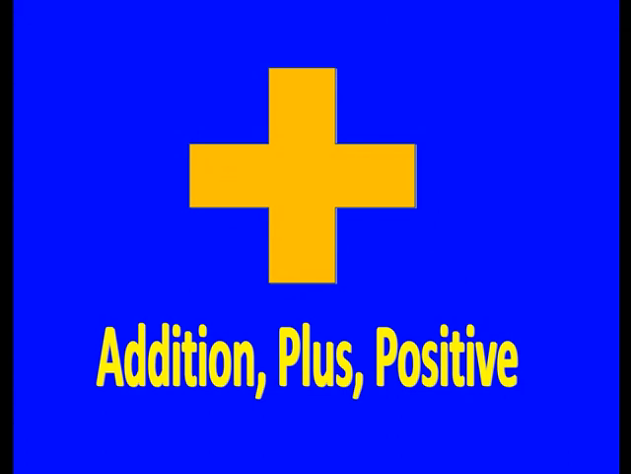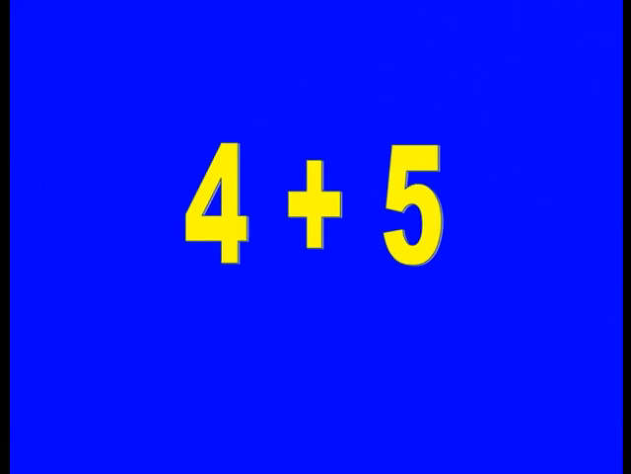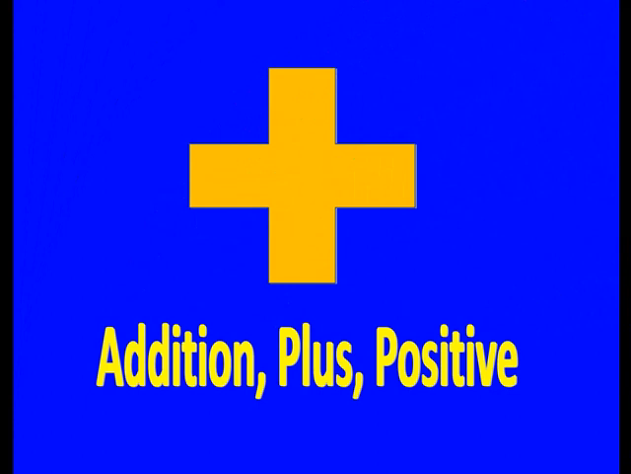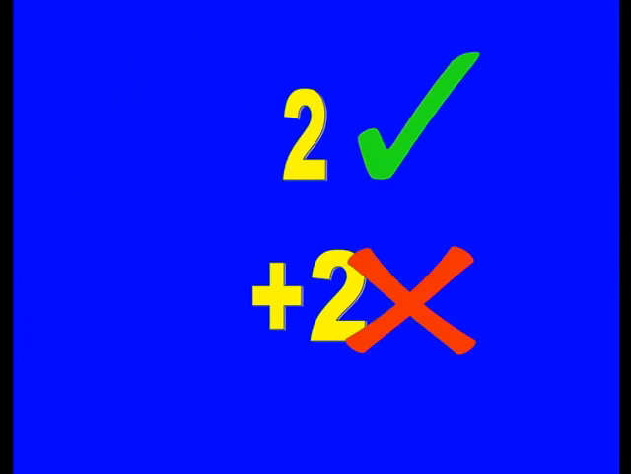Addition, plus, positive. This symbol is used to indicate that two or more numbers should be added together. For example, 4 plus 5. A second use of the addition symbol is to indicate that a number is positive. However, it is not written. For example, 2 is a positive number since it is not minus 2. So, no need to write plus 2.